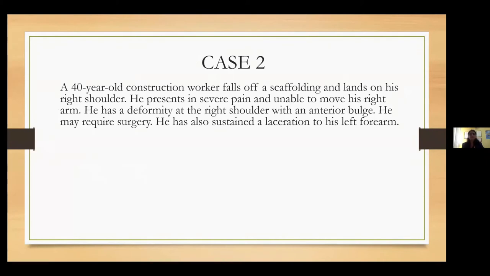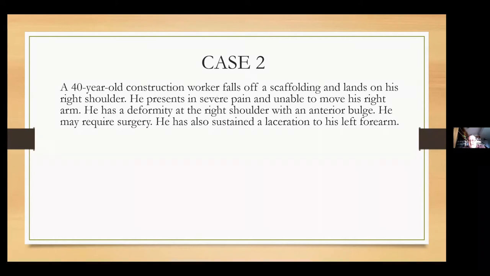So this is just to illustrate another scenario, more with a procedure inclination. So you've got a 40-year-old construction worker who falls off a scaffolding and lands on his right shoulder. He's in severe pain and unable to move his arm. He has a deformity of that shoulder with an anterior bulge. He may require surgery. He also sustained a laceration, which is a cut to his left forearm. So immediately you're seeing some trauma here, some involvement of his shoulder joint, and he's got a cut that might need attention, and he may require surgery for that joint.